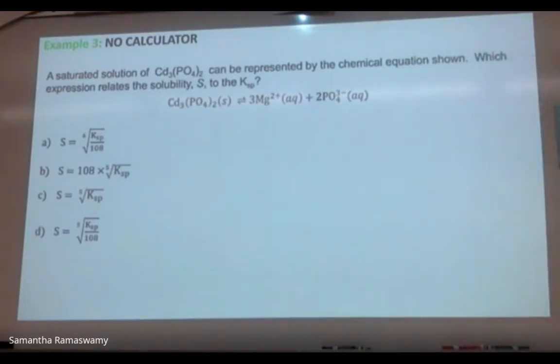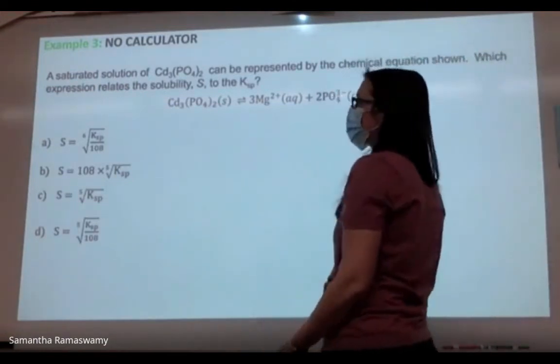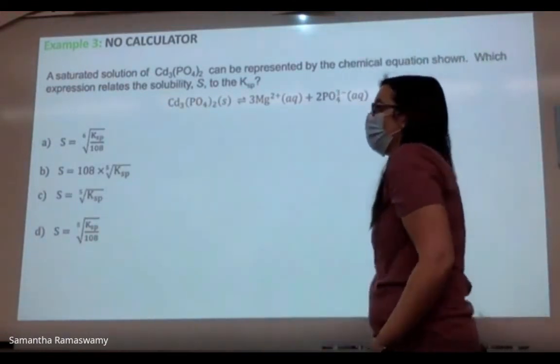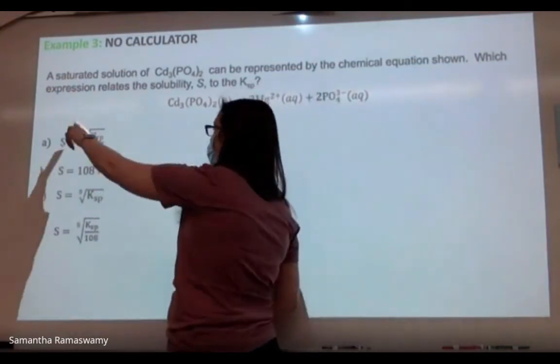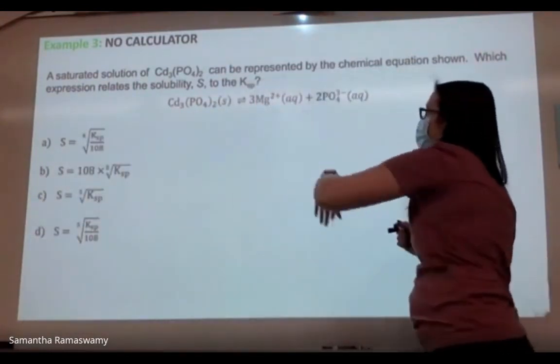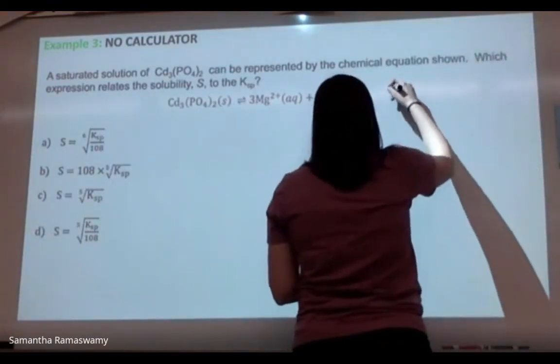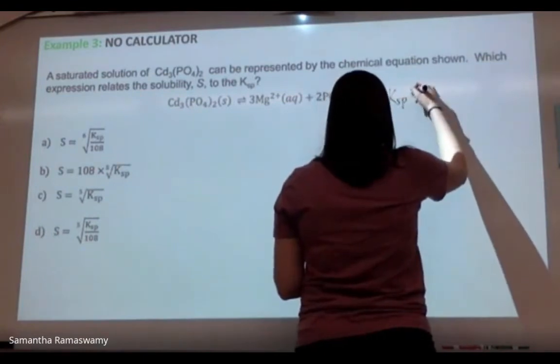So a saturated solution of cadmium 2 phosphate can be represented by the chemical equation shown. Which expression relates the solubility S to the Ksp? Notice we're solving for S when we have Ksp. So here's our balanced equation. Let's write the Ksp expression before we do anything else.